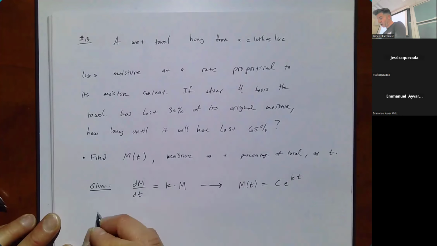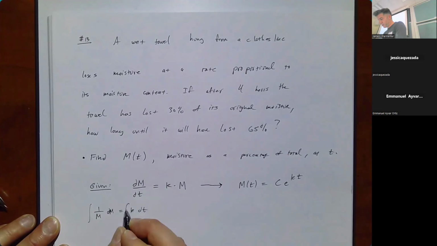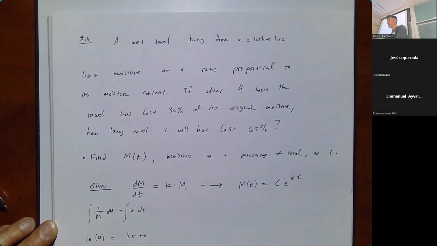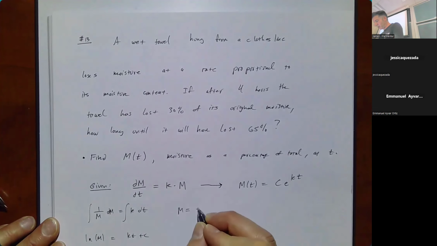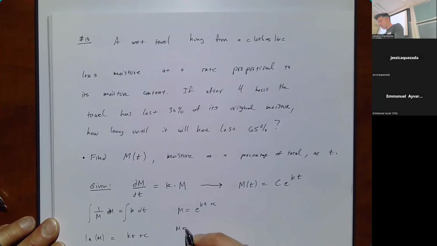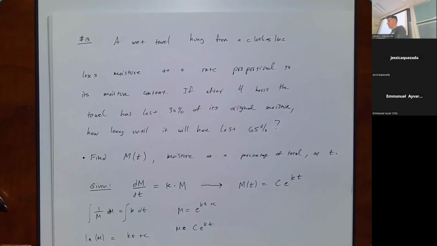We could definitely solve this by saying 1 over M dM is equal to k dt, and then integrating both sides and getting the natural log of M equal to kt plus C, and then exponentiating both sides and getting M equal to e to the kt plus C, which then becomes e to the C times e to the kt, which is just a new constant times e to the kt. So it really is the same answer. Yeah, I said we weren't going to solve it. I'm totally going to solve it, right? Because there is something I think that's worth mentioning here.